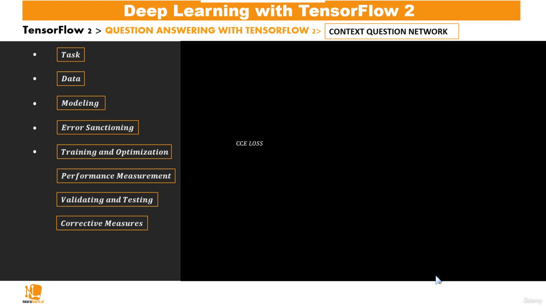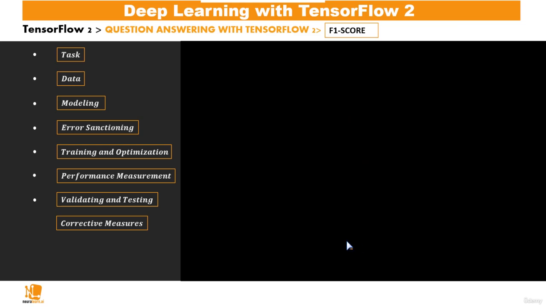Now we come to this section with error sanctioning and training and optimization. Based on the kind of output we have, we're going to use the categorical cross entropy loss, which we've defined already and throughout this course. So there we go, we have our CCE loss.